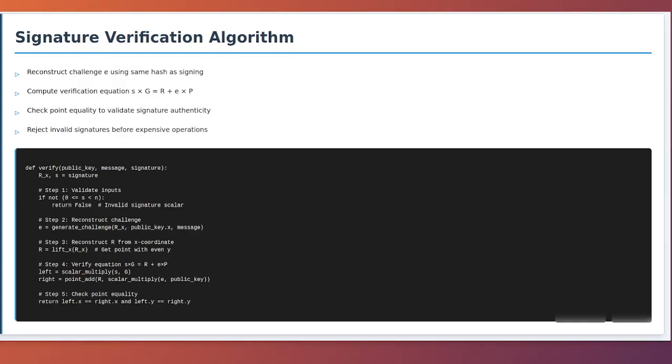If any of these checks fail, the signature must be rejected immediately without even attempting the verification equation. These checks protect against various malleability attacks and ensure that invalid signatures are rejected efficiently.